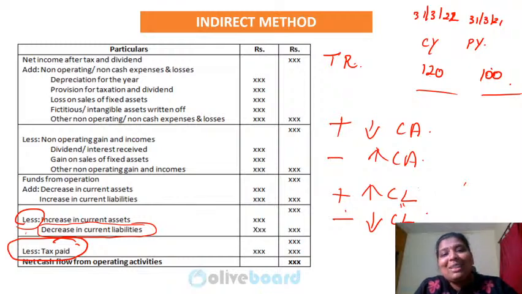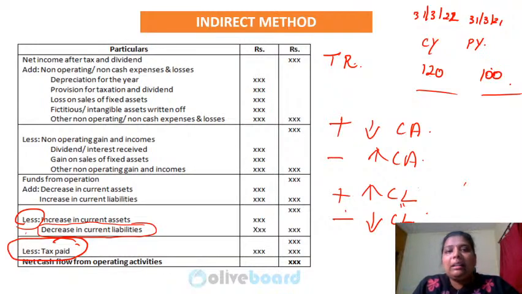You don't have this method of descriptive questions or something where you will be solving the entire sum. Your MCQ might be asked like: whether taxes paid, what is the treatment of that; provision for tax, what is the treatment for that; and increase in the current asset, what would be the treatment.